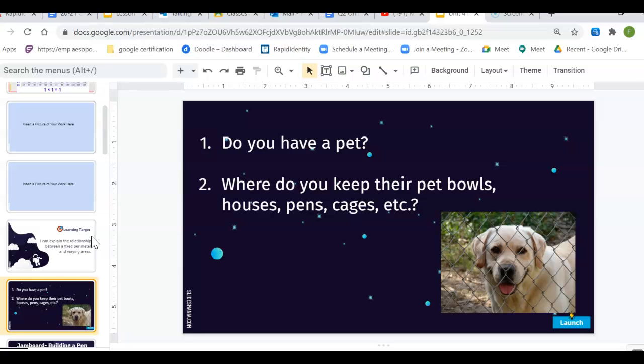Do you have a pet? Where do you keep your pet? Bowls, houses, pens, cages, et cetera. So if you're at home and you are looking at this, just think about those answers. Think about where your answers are going to be. Because today we are going to be building a dog pen. Okay, so we're going to look at perimeter, and we're going to build a dog pen on our Jamboards.